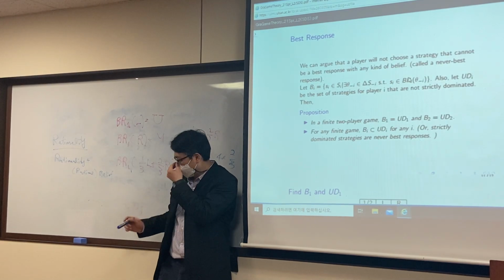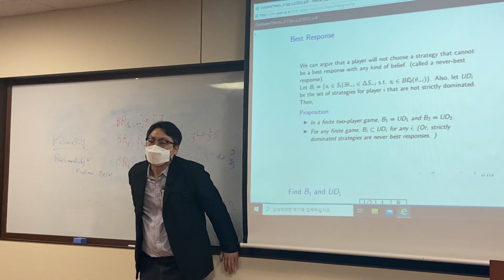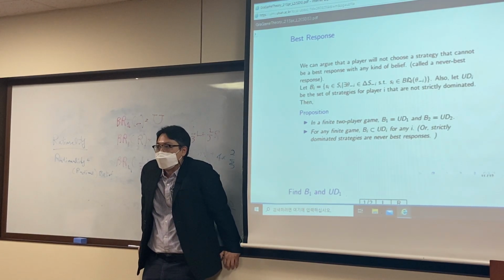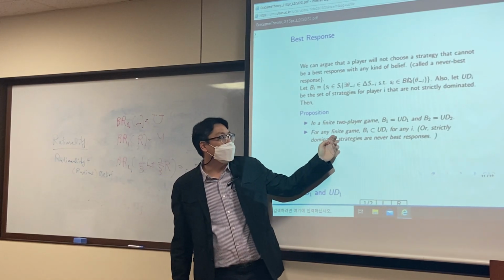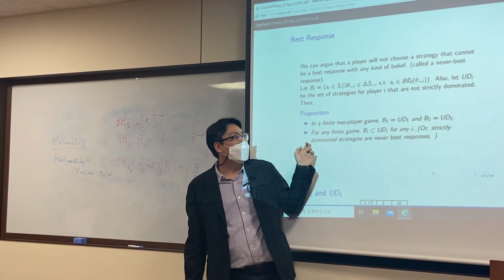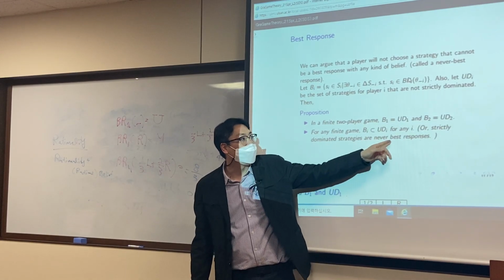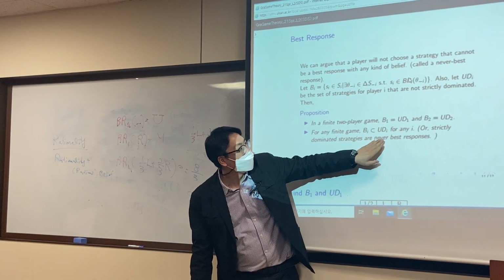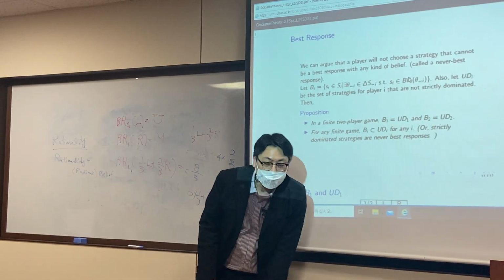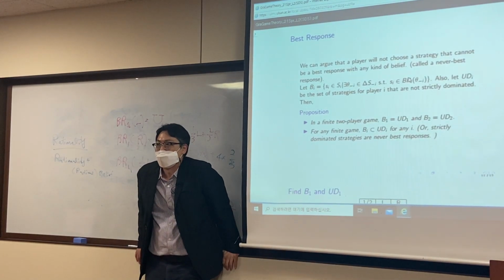What does it mean? If a strategy is strictly dominated, there is no belief that can rationalize this strategy as a best response, so I won't choose that strategy. For any finite game, a strictly dominated strategy is a never best response. However, the reverse is not true. There are some never best response strategies which are not strictly dominated strategies. Okay?